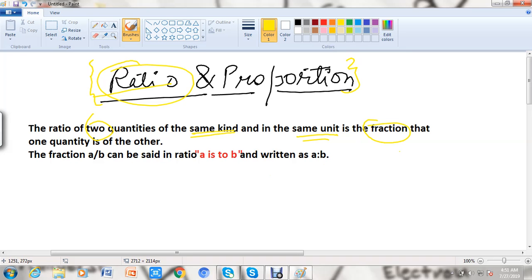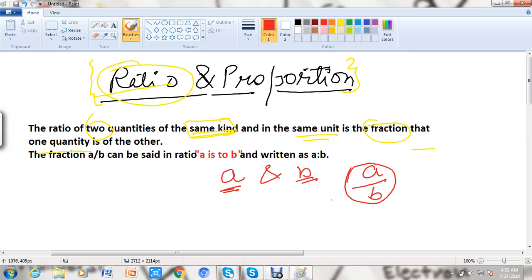In simple words, if you have a quantity A and a quantity B, and A and B are of the same kind and same unit, then we say A upon B. This is a fraction, and it can be written in the form of a ratio as A is to B. We call this colon "is to". So here we call it A is to B. Understood? Okay, let us talk about it further.